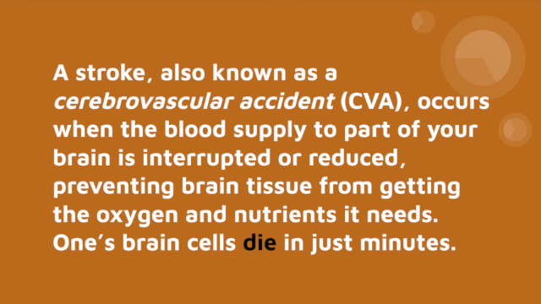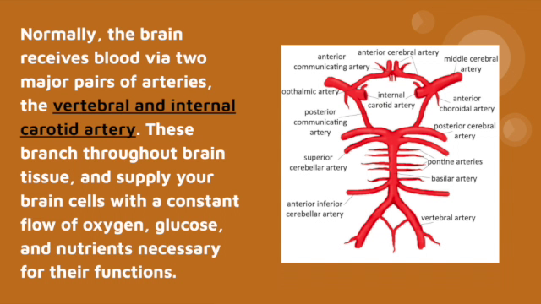Affecting more than 795,000 Americans each year, a stroke, also known as a cerebrovascular accident, CVA for short, occurs when the blood supply to part of your brain is interrupted or reduced, preventing brain tissue from getting the oxygen and nutrients it needs. One's brain cells can die in just minutes.